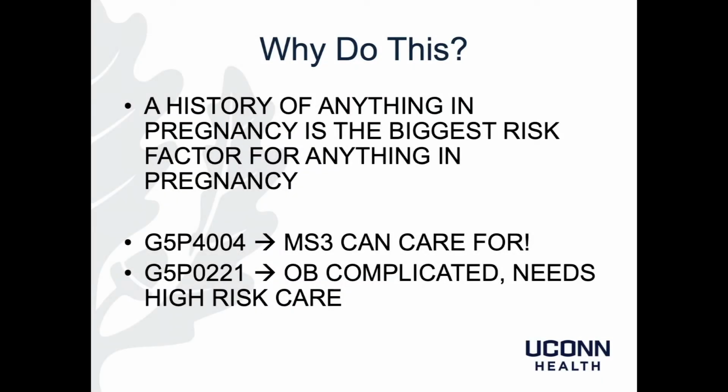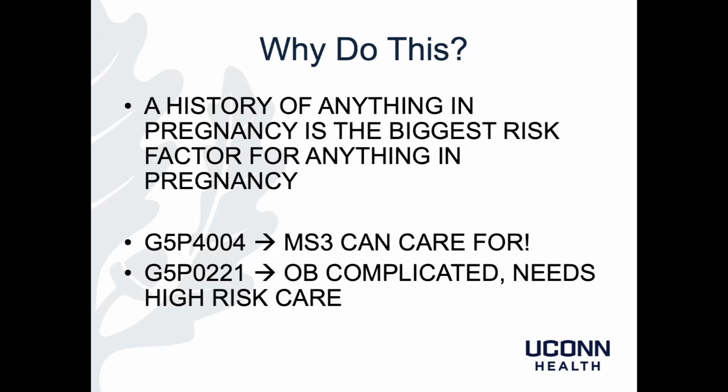Okay, so this is all super crazy and confusing, and a lot of the time I get asked, why do this? Well, it's really important to know that in OBGYN, a history of anything in pregnancy is the biggest risk factor for anything in pregnancy. So a history of twins is the biggest risk factor for twins. History of preeclampsia, biggest risk factor for preeclampsia. You name it: gestational diabetes, preterm birth, going to term birth, breech presentation, anything. The history of itself is the biggest risk factor for it in a future pregnancy.